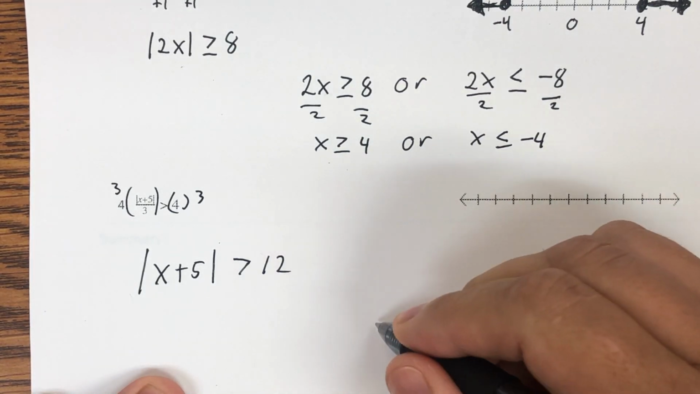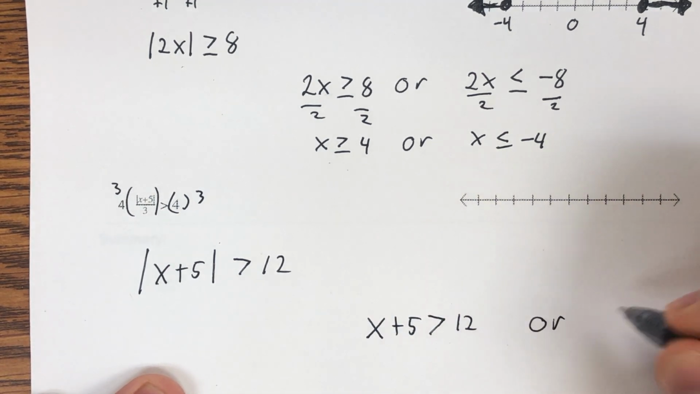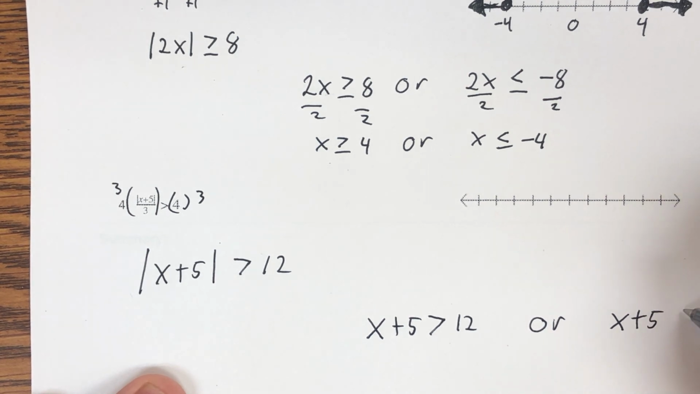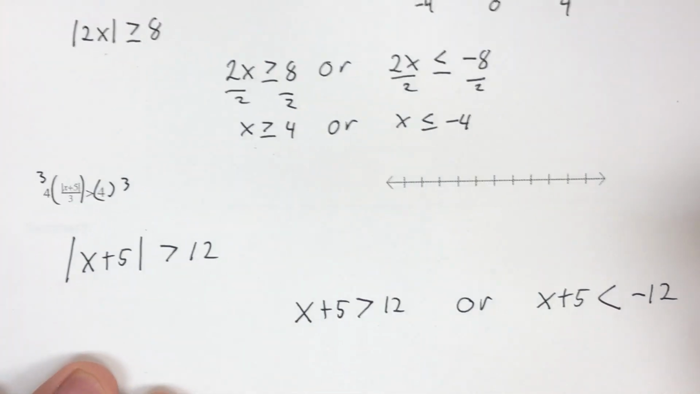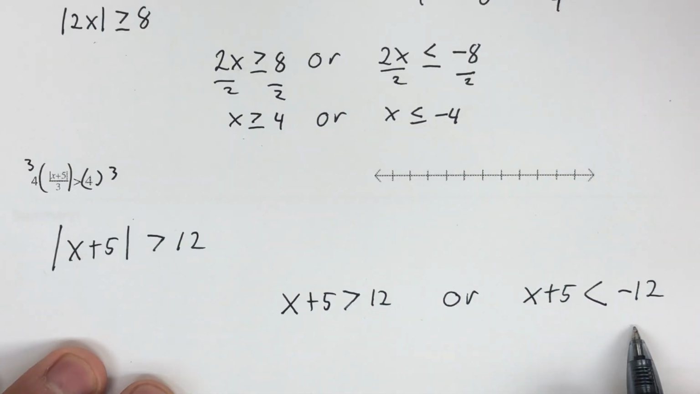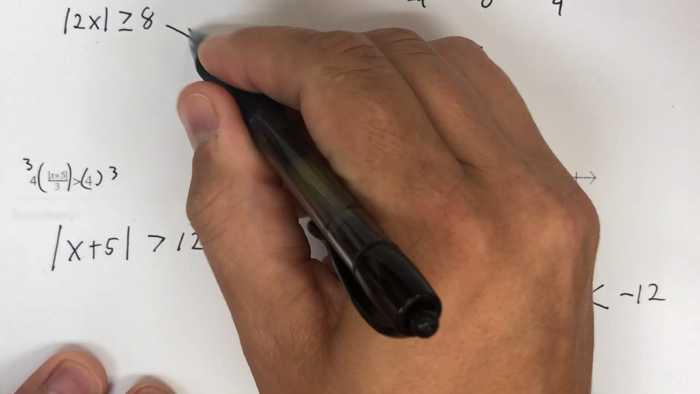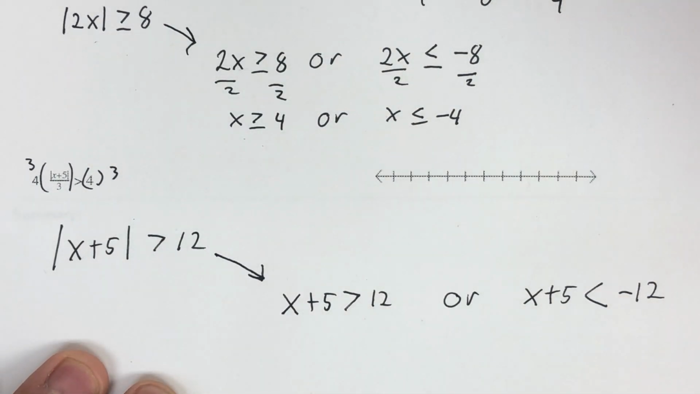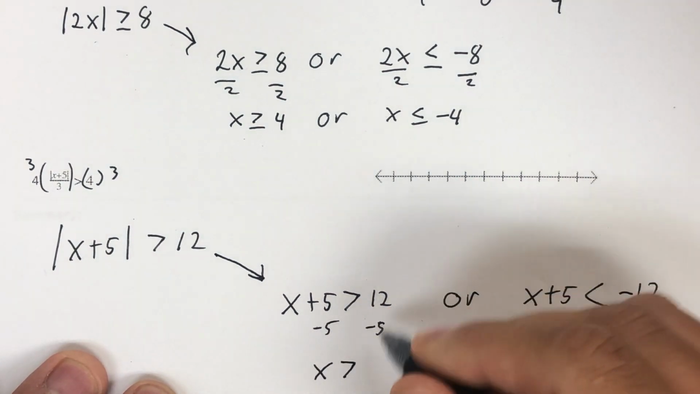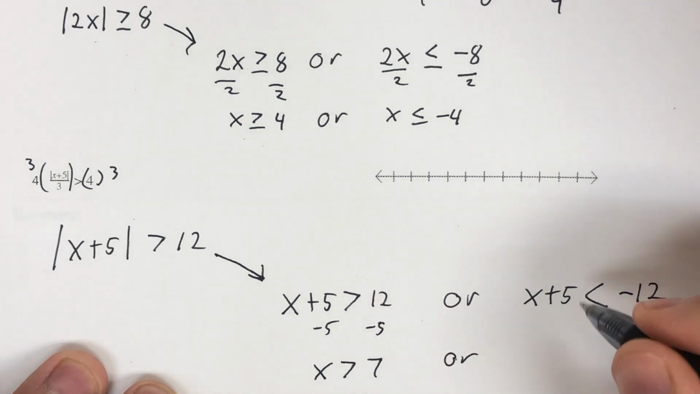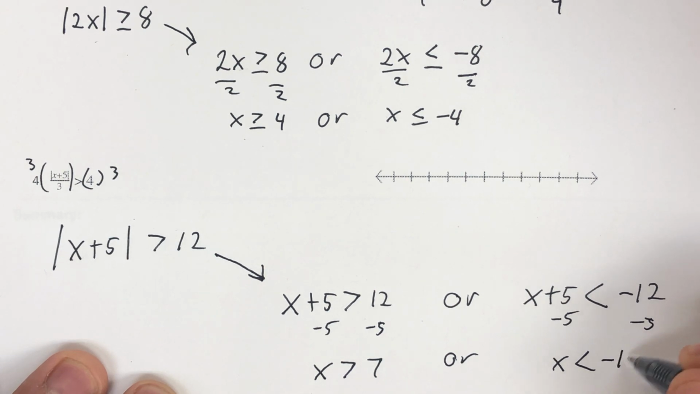So I'm going to take it the way it's written first: x plus 5 greater than 12, or x plus 5 is less than, make it negative, negative 12. Flip the sign, make it negative, okay? So this yielded our compound inequality. Solve both of them. Subtract 5: x is greater than 7, or subtract 5: x is less than negative 17.